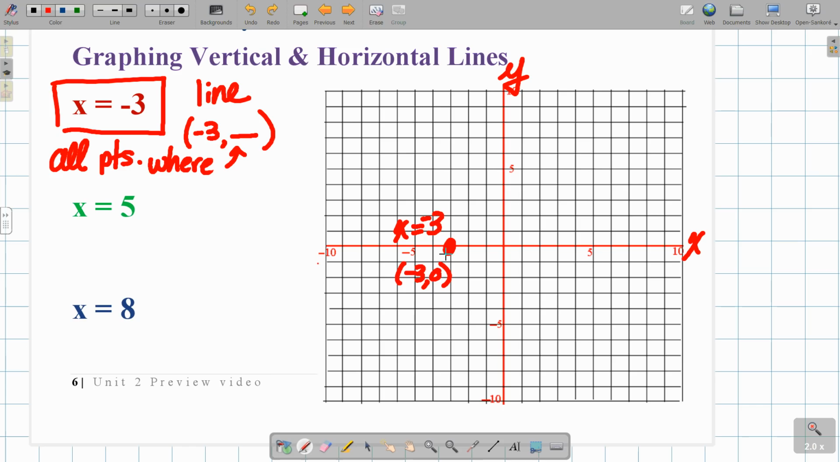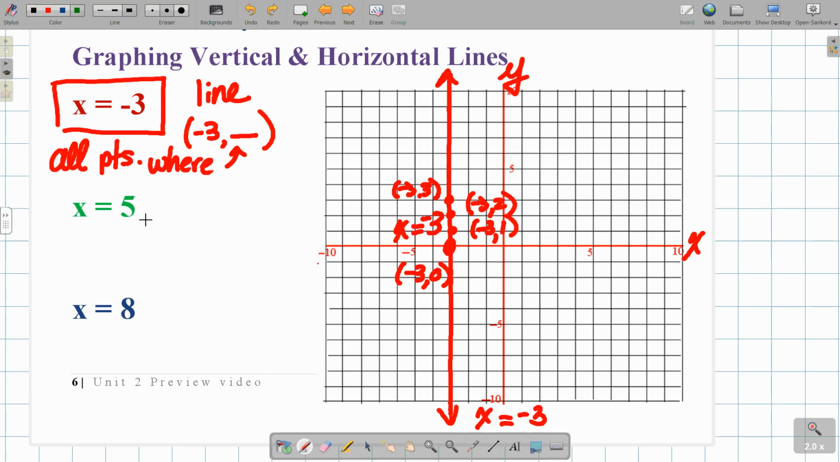So -3, 0, that's my first point. Let's graph another point. There is -3, 1. -3, 2. Negative 3, positive 3. You see what's going on here? I keep going. x equals negative 3 is a vertical line. That entire line is x equals negative 3. Be very careful. These are lines, not points.